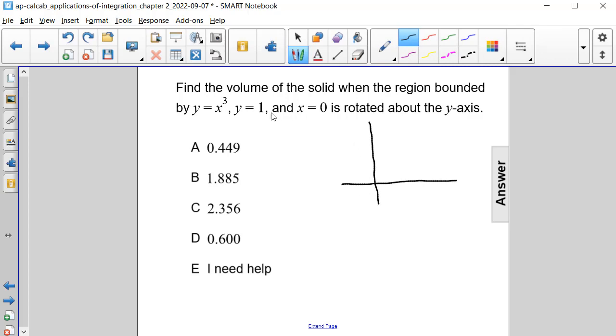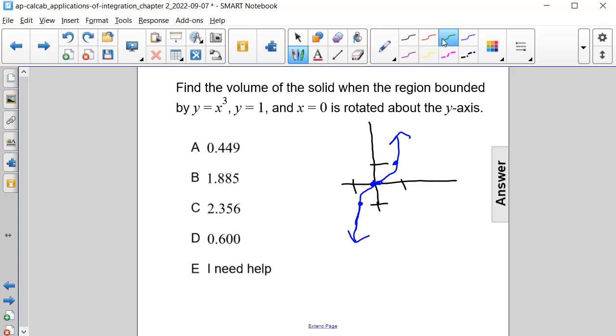Okay, so we have y equals x to the third. I'm going to do one hash mark in each direction so that I can see what this graph looks like. I know it's going to go through (0, 0), (1, 1), and (-1, -1). It's going to have that curve feel to it like this. It's that cubic function.